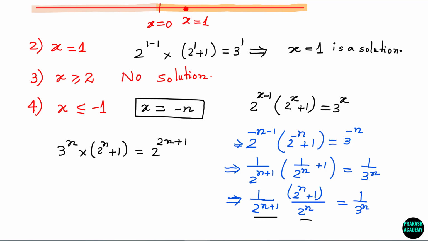Once again you can check. Now n is positive because we have considered x equals minus n. So n is a positive integer. So this number will be an even number, 2 raised to the power of some positive number.